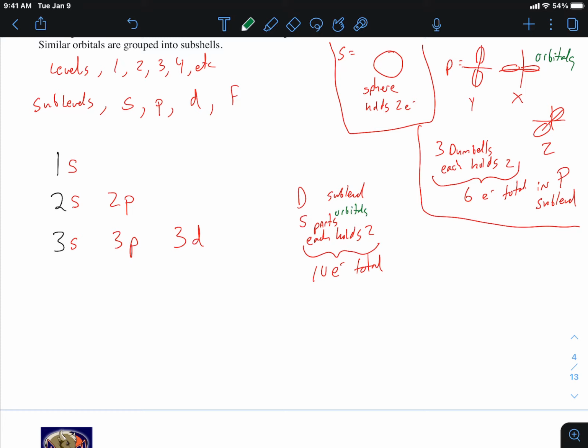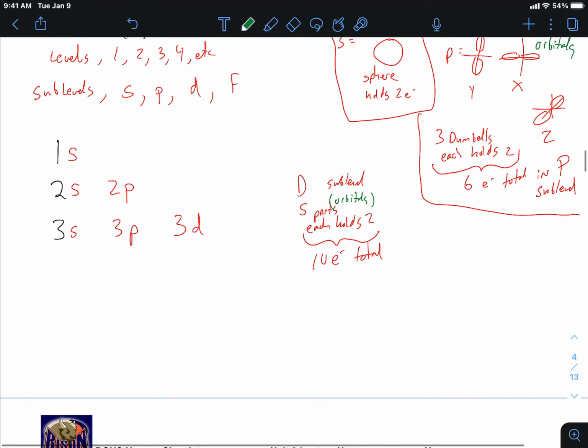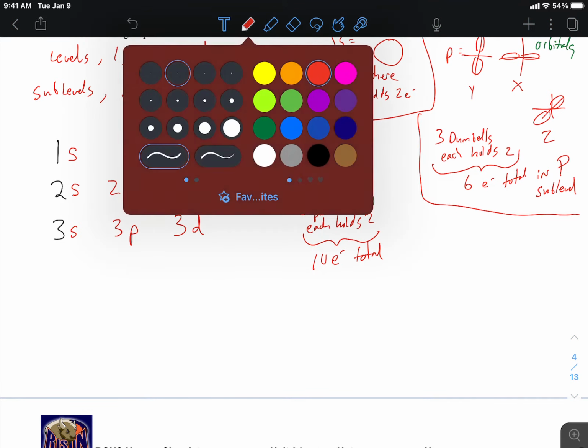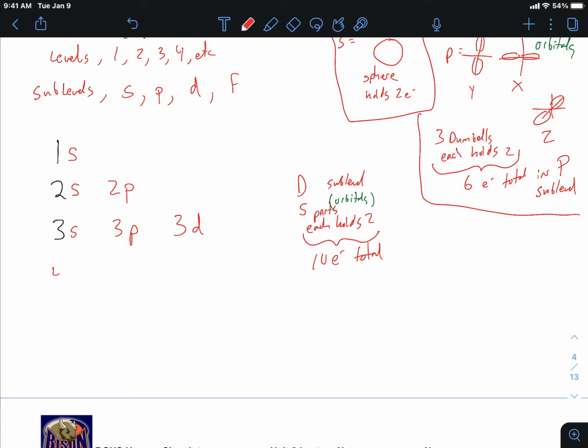When I say 5 parts, 5 orbitals, right? Each orbital holds 2. Since there's 5 of them, that makes for 10 total. Okay, so hopefully you're starting to see a pattern. In energy level 4, there's the S, there's the P, there's the D, and then there's the F.